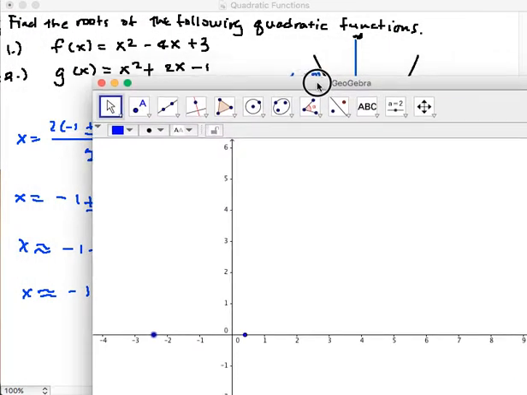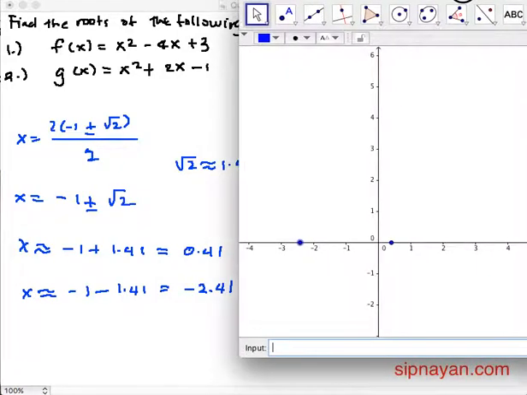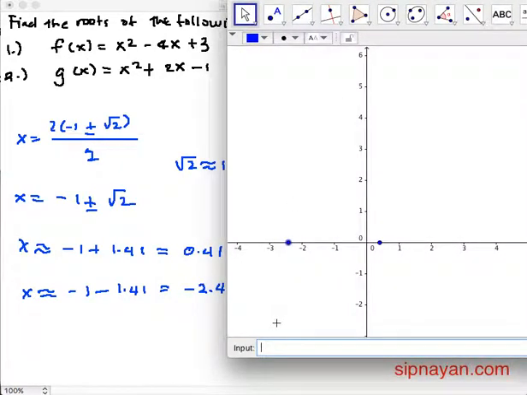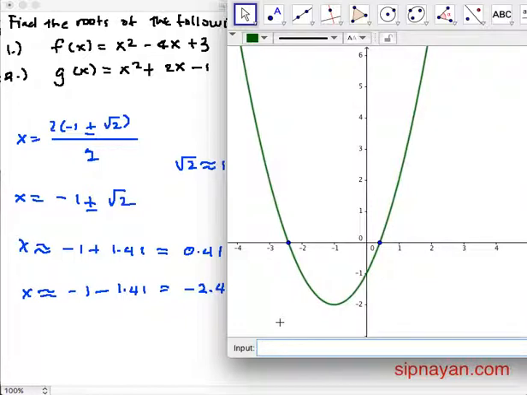So try natin kung tama nga yung ating interpretation, yung ating computation. So g of x equals x squared plus 2x minus 1. Dapat tumama siya. Okay? So tama. Otherwise, mali tayo. Pero tama yung ating computation.